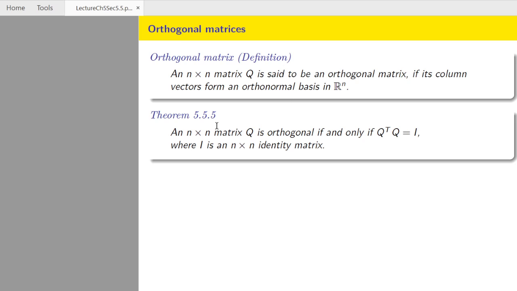Here we have Theorem 5.5.5. The theorem tells us a square matrix Q here is orthogonal if and only if the transpose of Q times Q equals the identity matrix I. So that means if we want to show a matrix is orthogonal, we just need to check whether or not this equation holds. How to prove this theorem?